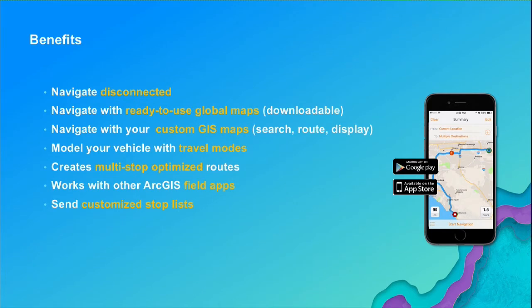Some of the high-level benefits: we've mentioned that it works offline. We also include ready-to-use global maps that are partitioned by geography, whether you're interested in regional packages like North America or Europe, or even down to the state level packages. And even when you're doing cross-border navigation, like for instance, routing from California into Nevada, we support that use case as well. In addition to that, most of our organizations are interested in building and navigating using their own asset and network data, so the Navigator supports this pattern as well, and we'll talk about that a little later. The last thing I wanted to mention is that it works with the other field apps, as well as calculating the routes in the back office and pushing them to the field using the stop list. And we'll discuss the workflow in greater detail.